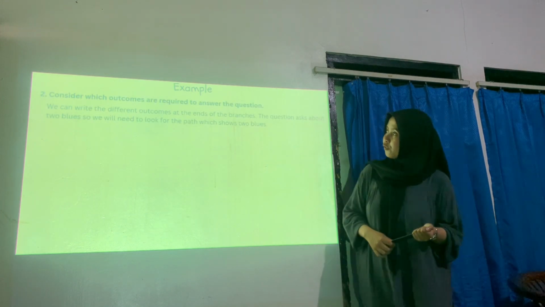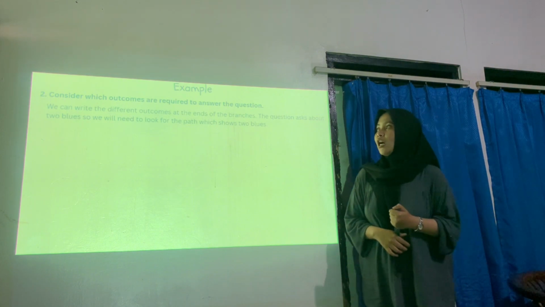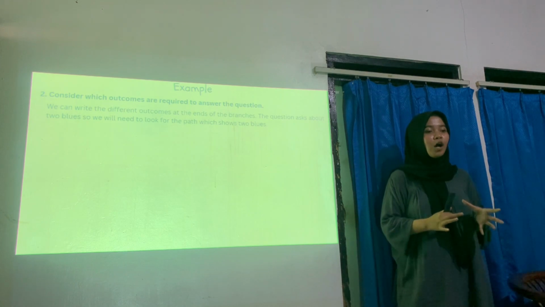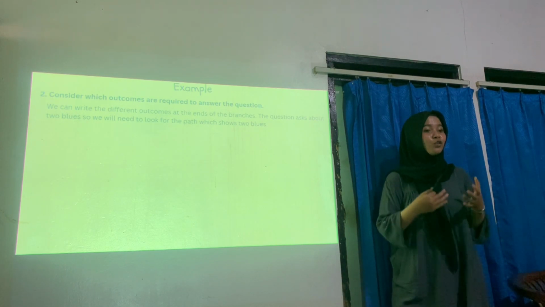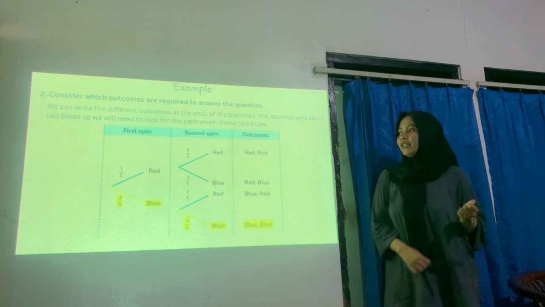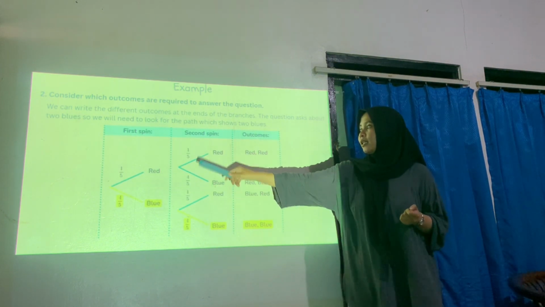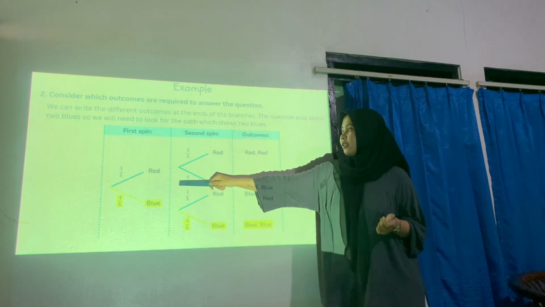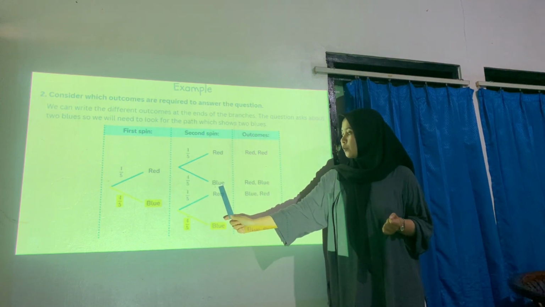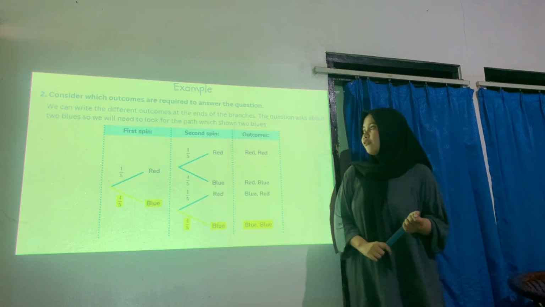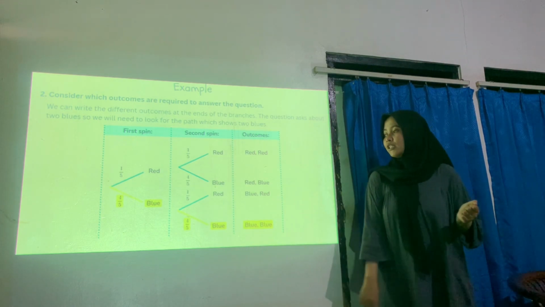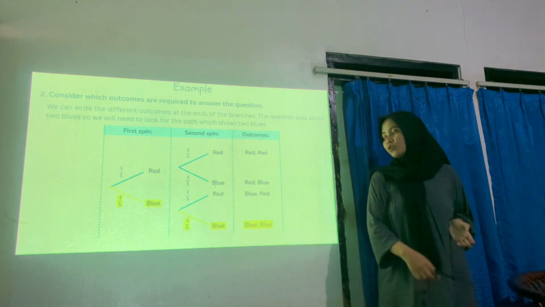Step 2 is consider which outcomes are required to answer the question. We can write the different outcomes at the ends of the branches. The question asks about two blues, so we will need to look for the path which shows blue. First spin red, second spin red, the outcome will be red and red. First spin red, second spin blue, the outcome will be red and blue. First spin blue, second spin red, the outcome will be blue and red. And first spin blue, second spin blue, the outcome will be blue and blue.